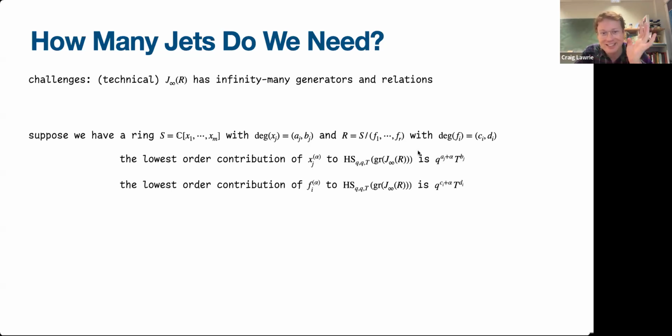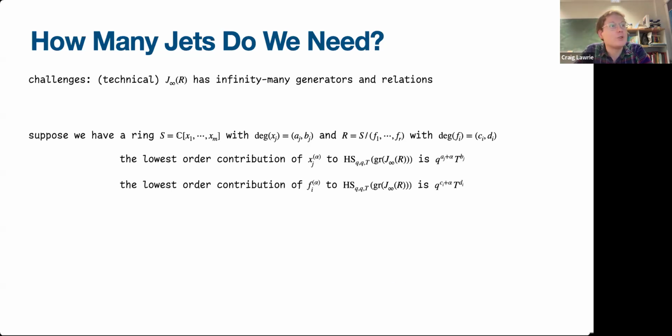I'll just say grading, even though one has to remember that there's always a filtration and associated graded involved. Under the first grading plus the jet degree, and then there's the t for the second. Similarly, the lowest order contribution of the generator of the ideal Fi alpha occurs at q to the Ci plus alpha.